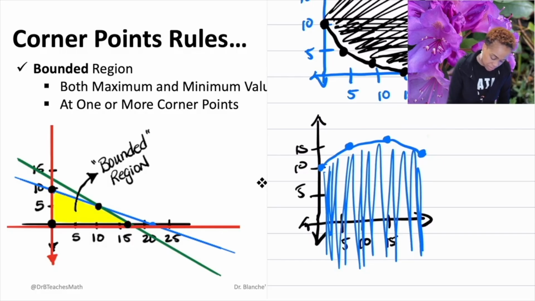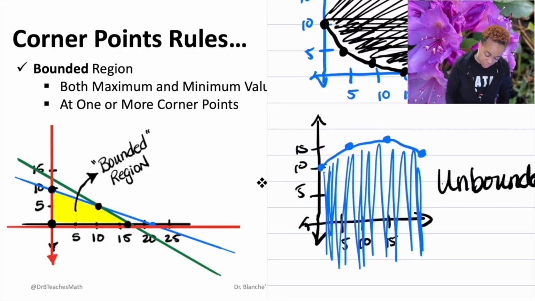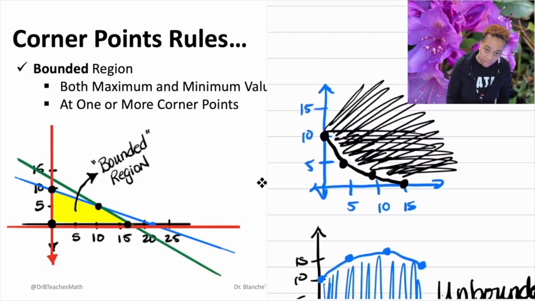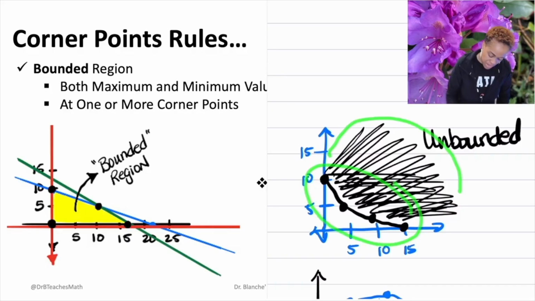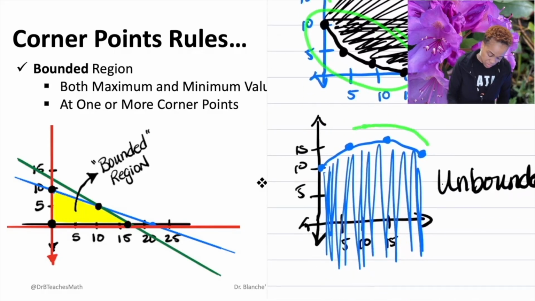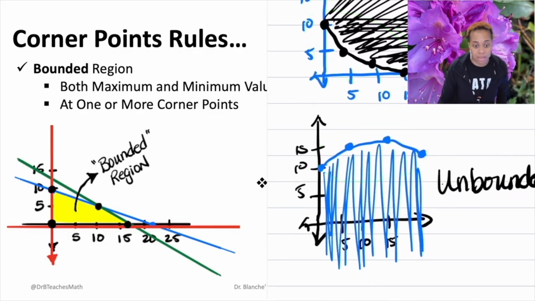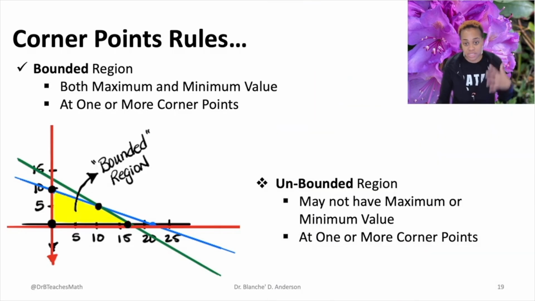This is unbounded. Okay, so this is unbounded because it's not bounded on all sides. Okay, unbounded. Same thing with this one. This one is unbounded, because it's not bounded on every side. This is only bounded beneath. This is only bounded above. So it would be unbounded. So if it's unbounded, you may or may not have a maximum or a minimum. You just have to look at the picture and see.